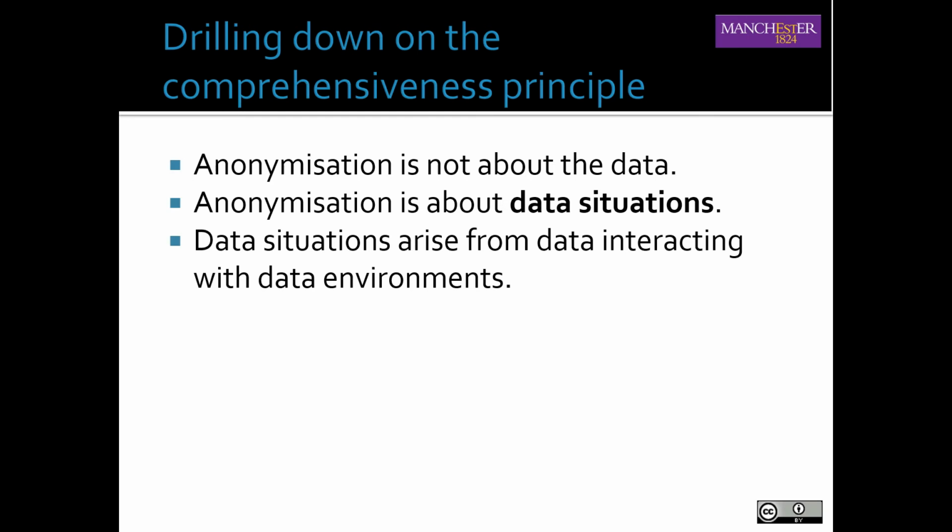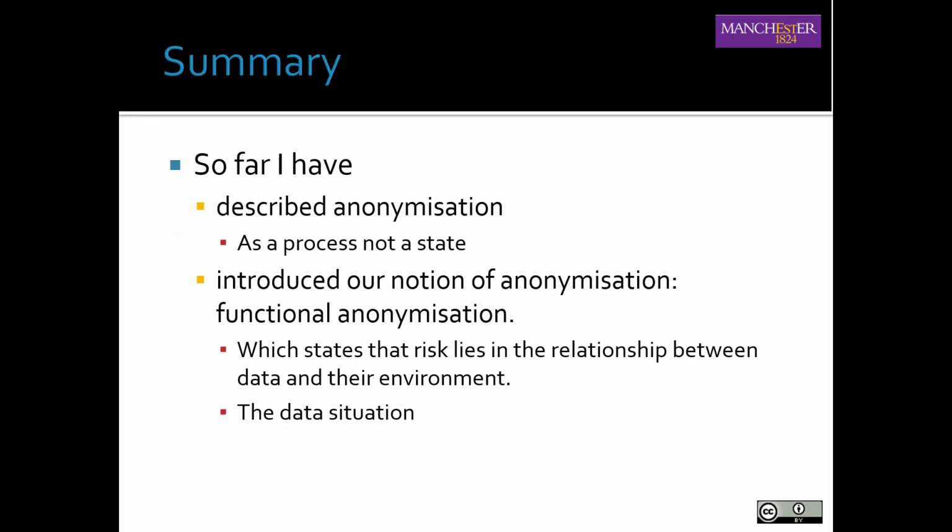Drilling down to the comprehensiveness principle, anonymisation is not about the data. That's a strange concept, but it's real. Anonymisation is about data situations. Data on their own are just inanimate digital stuff. Without context, they mean nothing. So anonymisation is about data in situations, which are data interacting with their environment, the data environment. I've described anonymisation as a process, not a state, and I've introduced the notion of functional anonymisation, which is that the risk lies in the relationship between data and their environment, the data situation.